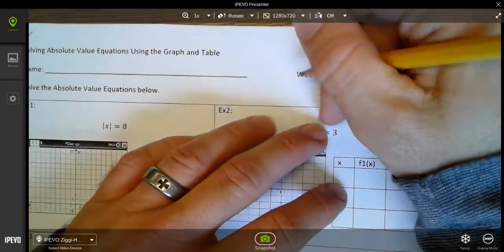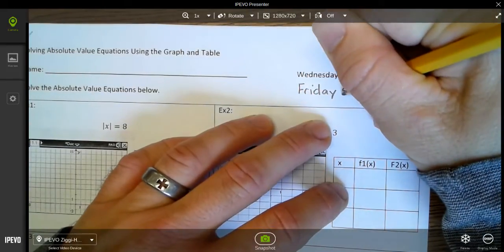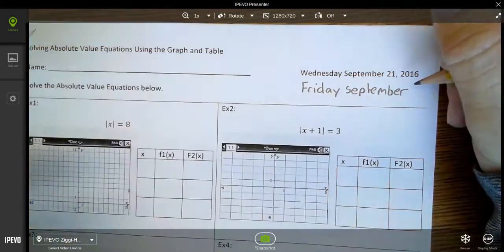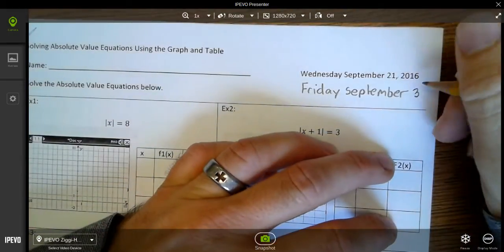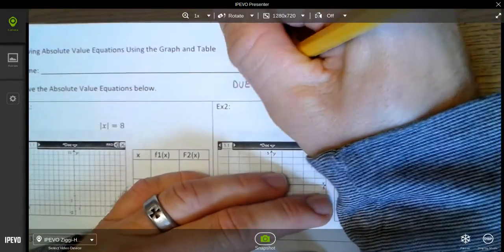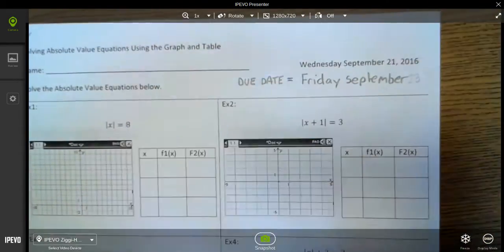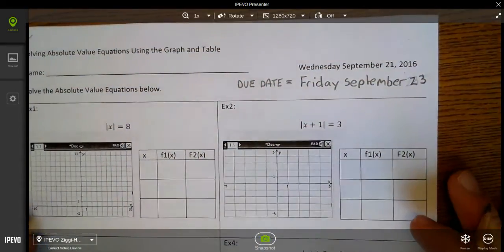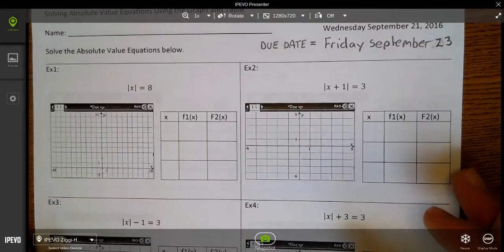And because of that, I'm going to change the due date for this one to Friday, September 23rd. Okay, so the new due date is Friday, September 23rd. Let me rewrite that 23. Okay, because I'll be back on Thursday and I can answer questions on Tuesday's and Wednesday's lessons and things like that, okay? All right, so let's look at example number 1.